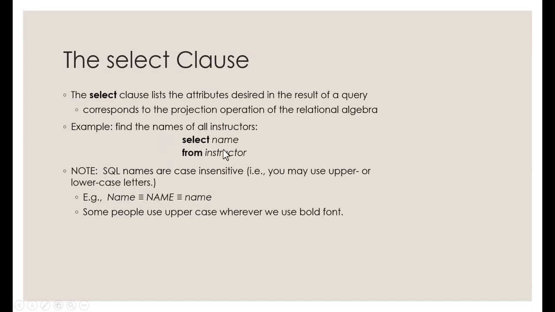Okay, so we can select name. So this is attribute name from instructor, and this will return the list of all the names from the table instructor. And in SQL, notice that it is case insensitive. So a name with the capital N, and everything capital NAME, and all lowercase name, these are all equivalent. It really doesn't matter if they're all uppercase or lowercase, they're considered the same.